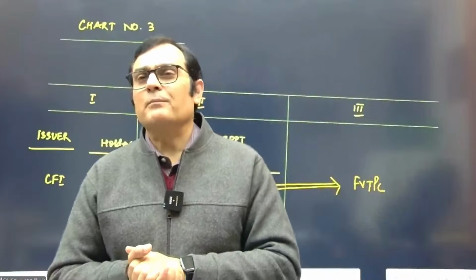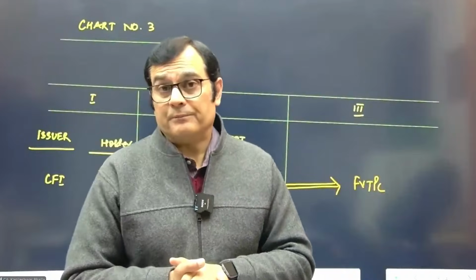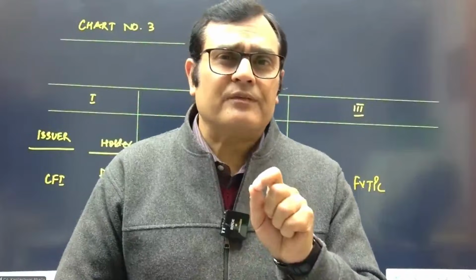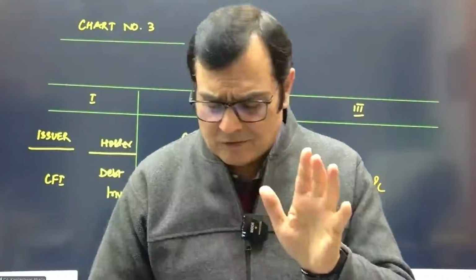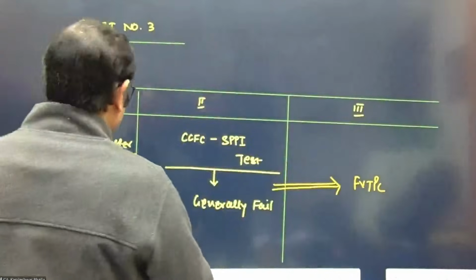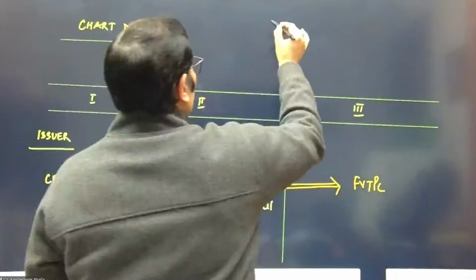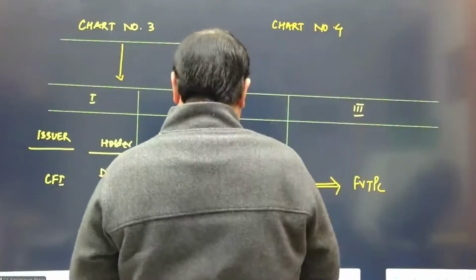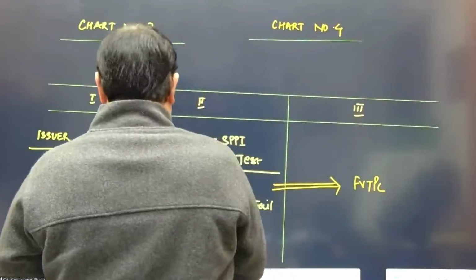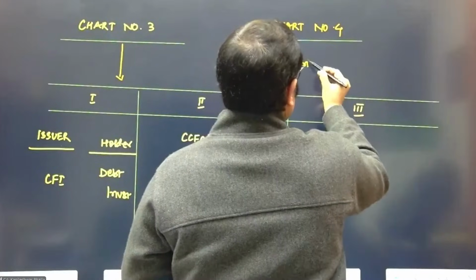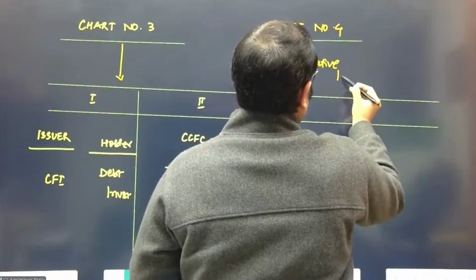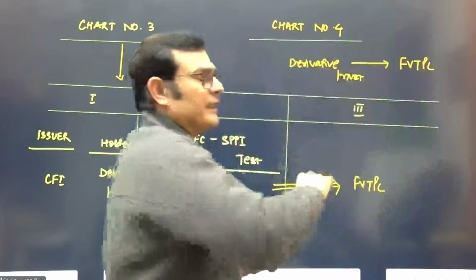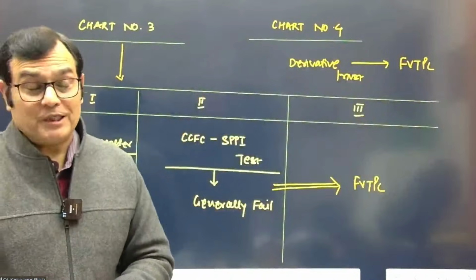And then when you look at CFI, by default, you can say it's going to be FVTPL. I did not make the 4th chart, but let's just quickly remind you that if you've got derivative investments, they are taken at FVTPL. So this is chart number 3. Let's also put a small chart number 4, so that everything is complete conclusively. When you're looking in terms of derivative investments, undoubtedly risky, that is FVTPL.